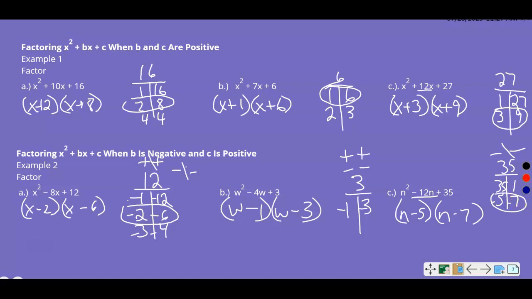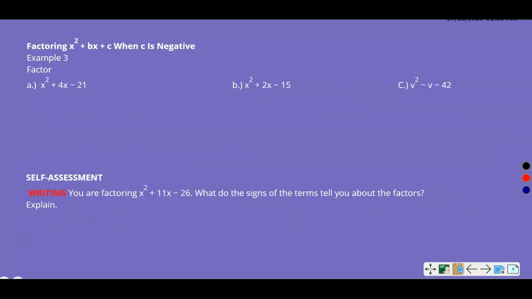Again, very easy to check. Use distributive property or FOIL method. N times n is n squared. N times negative 7 is negative 7n plus negative 5n. Negative 7 plus negative 5 is negative 12n. Negative 5 times negative 7 is positive 35. Factoring is a great way to brush up on your multiplication skills.